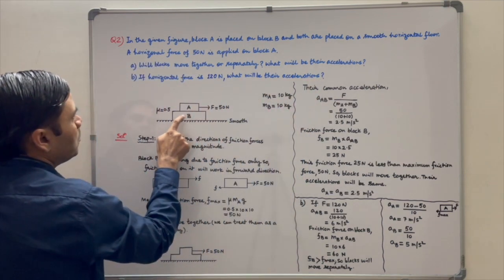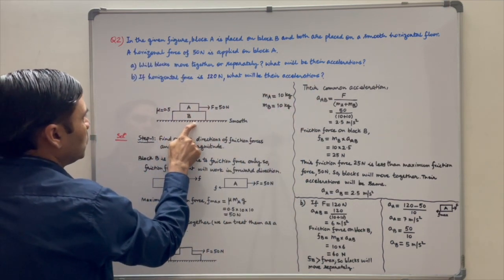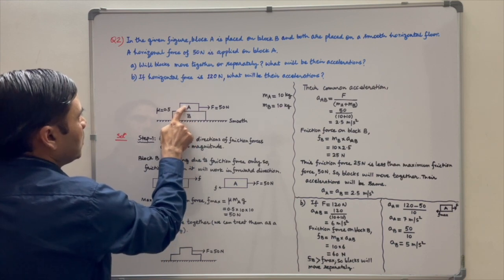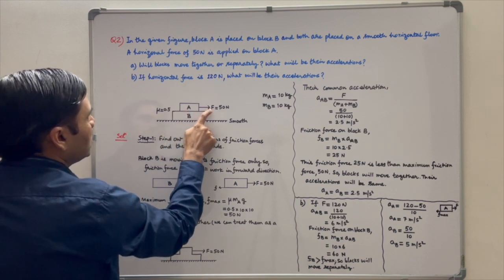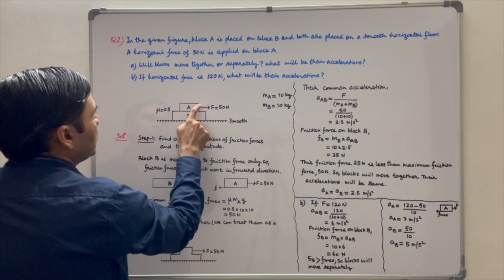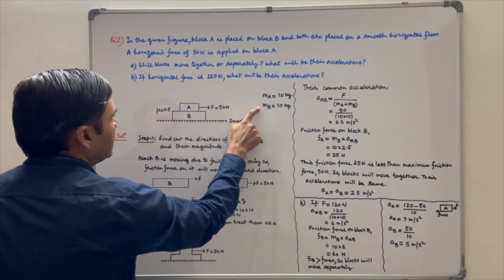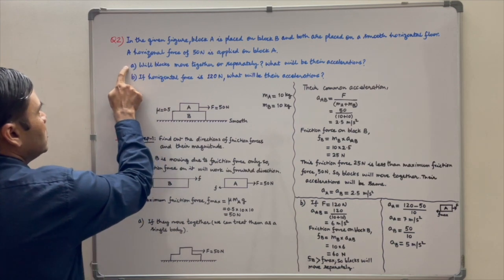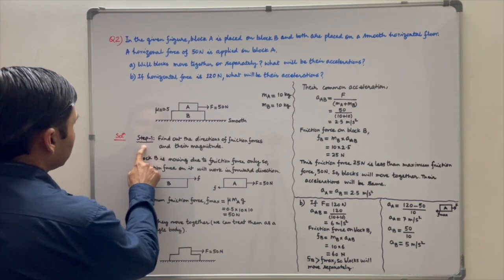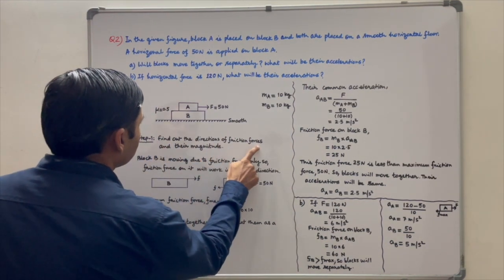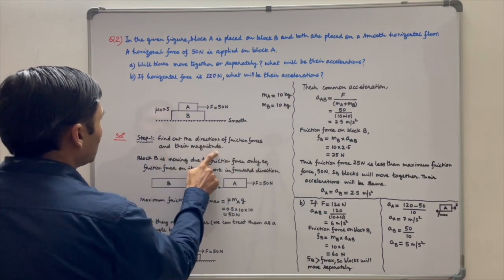It is given that block B is kept on a smooth floor. Block A is kept on block B. A horizontal force of 50 Newton is applied on block A. Mass of both the blocks is 10 kg. We have to answer these two parts. First step, find out the directions of friction forces and their magnitude.